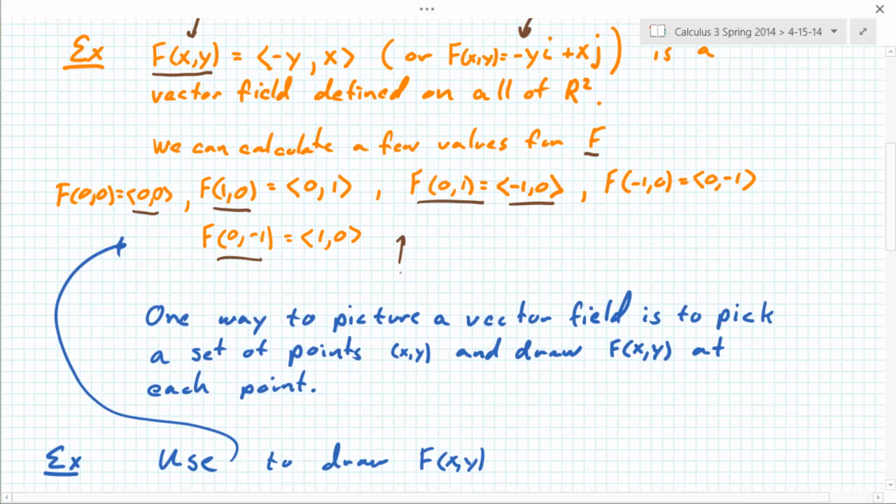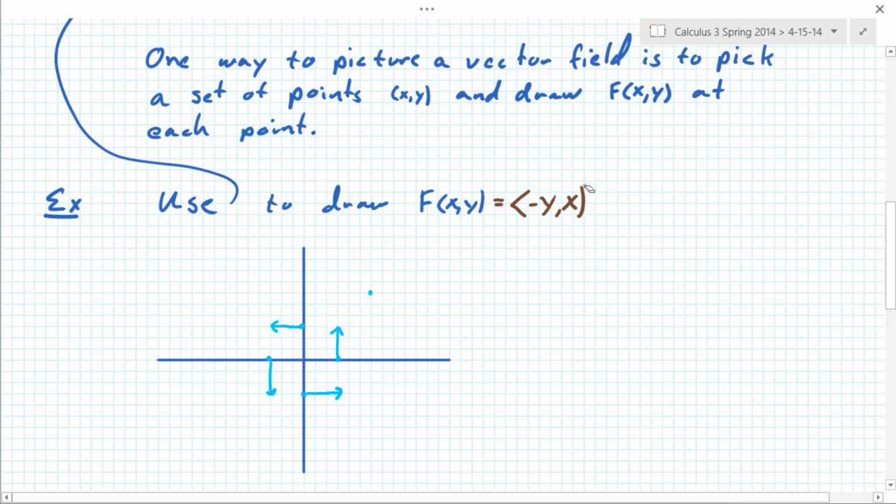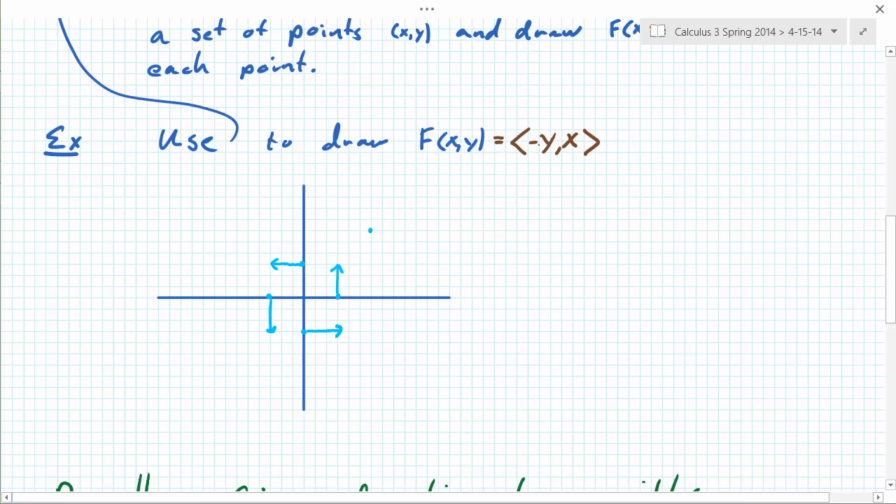So there's a way to picture vector fields. One way to picture a vector field is to pick a bunch of points in your set, in this case in the xy plane, and then draw the vector that F gives you at each point where you calculate F. So let's use that function from above. So this is the vector field <-y, x>. Oops, sorry, that should be an angled bracket. So at each point I'm going to draw the vector.